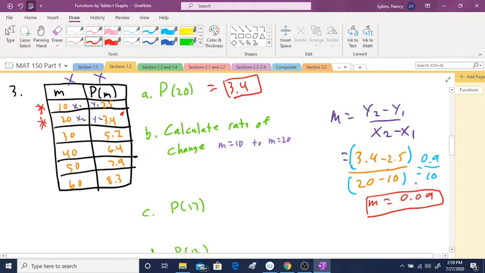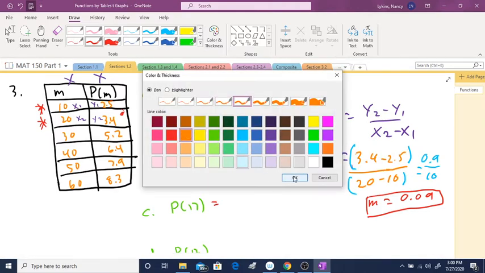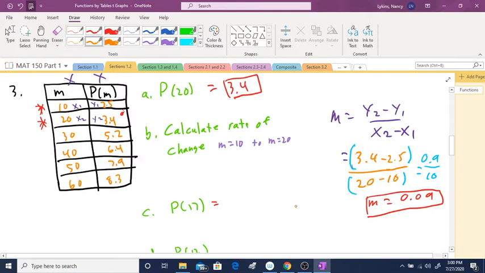So I want you to think about how to apply this when I say, okay, what's P of 17? Because P of 17 does not go perfectly in the middle of 10 and 20. That's why we have to find this average rate of change. So I'm going to use the 10 and 20. Now my average rate of change is going to be 0.09.